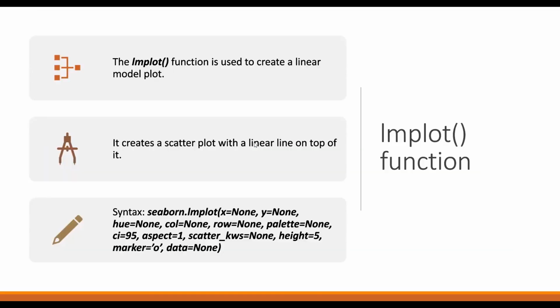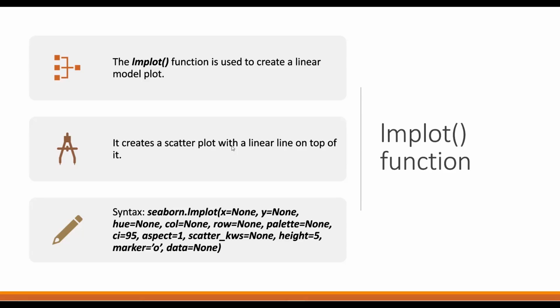Now we will learn about the lmplot function. So firstly I explain what lmplot is. It is another way to create regression plots in the Seaborn library, and the lmplot function is used to create a linear model plot. It creates a scatter plot with a linear line on top of it. Basically the regplot function is a subset of the lmplot function. So you can say that regplot only has a portion of the functionalities of lmplot. So by using lmplot we can do more functionalities with a regression line.